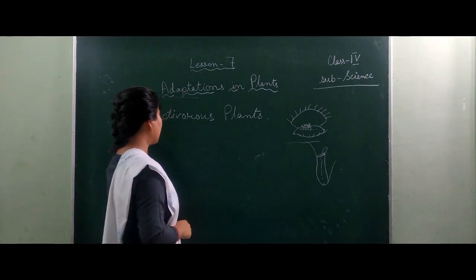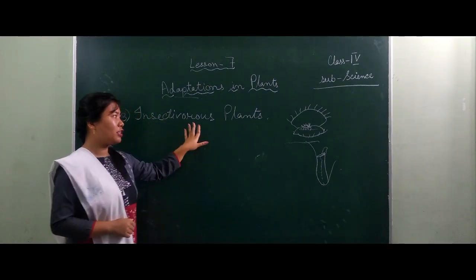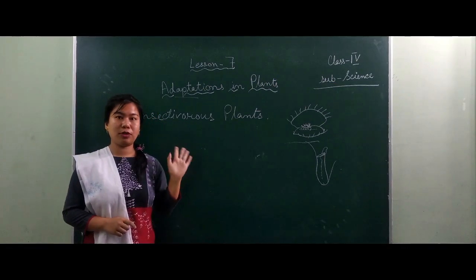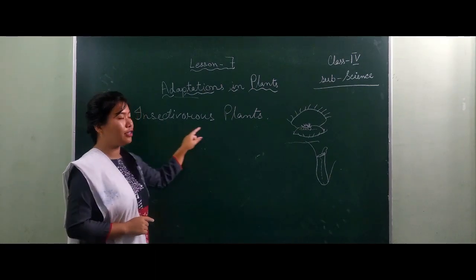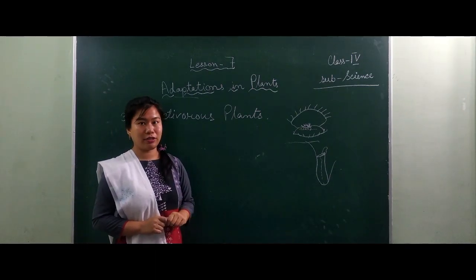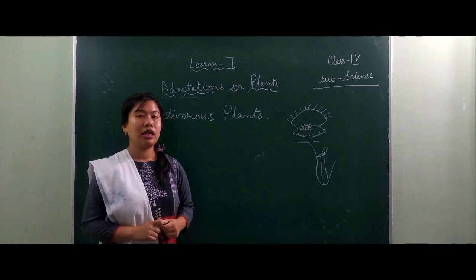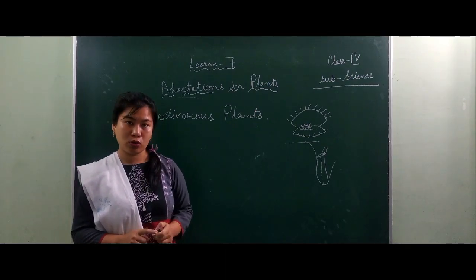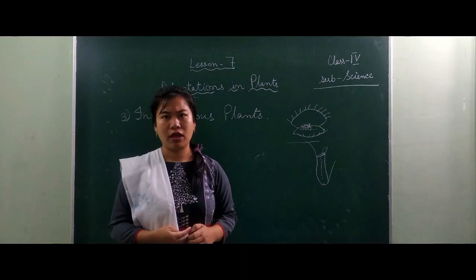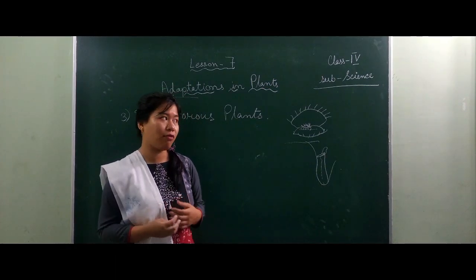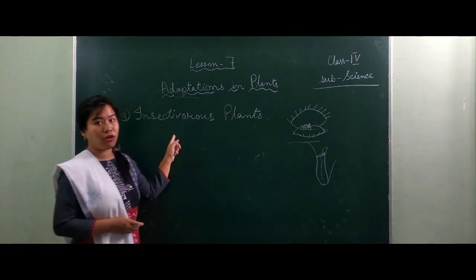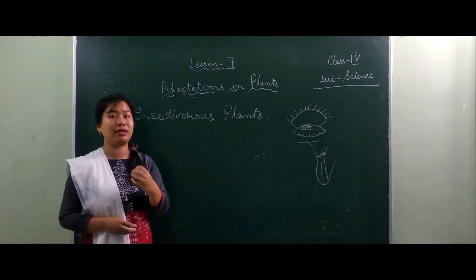Now, the third one is insectivorous plants. We already finished terrestrial plants and aquatic plants. What are insectivorous plants? Some plants grow in soil that is poor in minerals, and to get those minerals they trap and eat insects. Such plants are known as insectivorous plants.